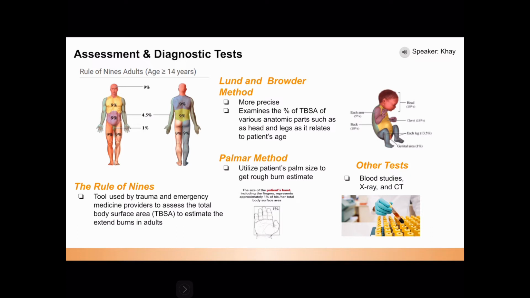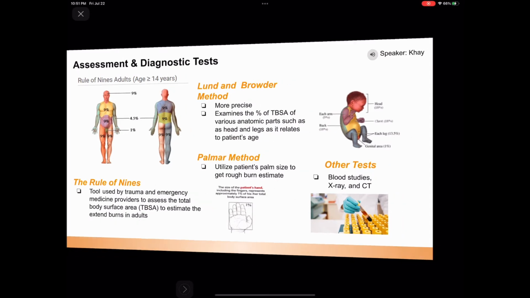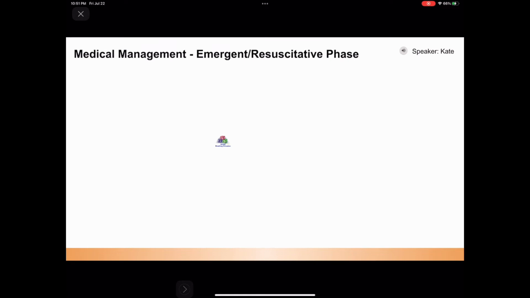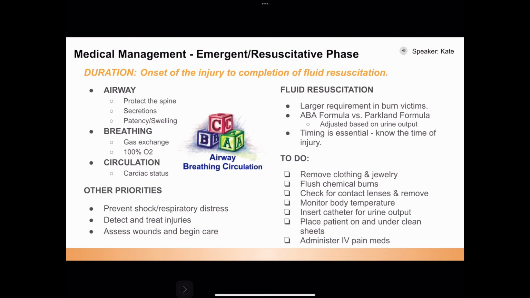Some basic lab studies that should be ordered for burned patients include CBC, chemistry, coagulation profiles, and ABGs. A chest X-ray is done on patients when an inhalation injury is possible. A CAT scan should also be obtained as indicated with patients with decreased mental status. Next slide. There are 3 phases of care for a burn injury: emergent resuscitative, acute intermediate, and rehabilitation.